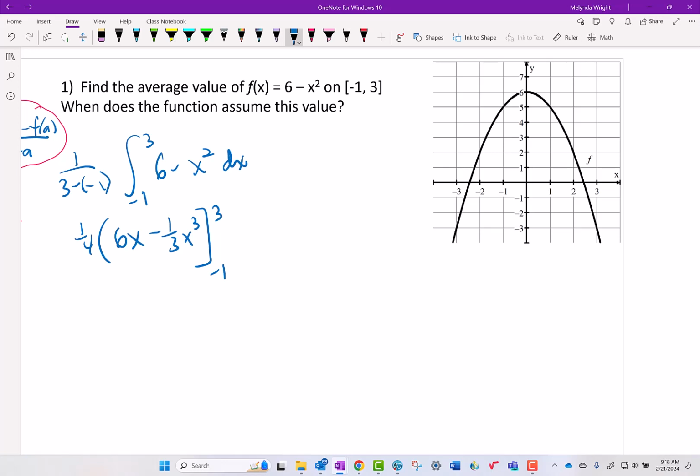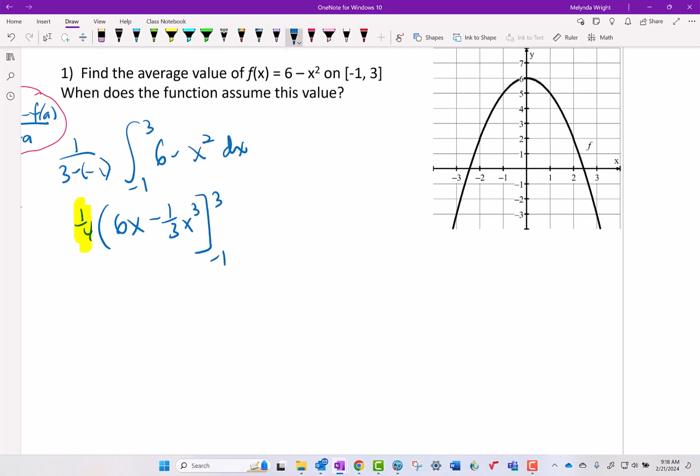So just continuing on, I really like to reserve this fraction. I like to leave it out because, again, numbers are not easy for me. So I'm going to leave it out and put in my 3, so 6 times 3 minus 1/3 times 3 cubed. That's f of b, minus, and we need big parentheses because the 1/4 belongs to all of that. Then I put in a -1, that's 6 times -1 minus 1/3 times -1 cubed.